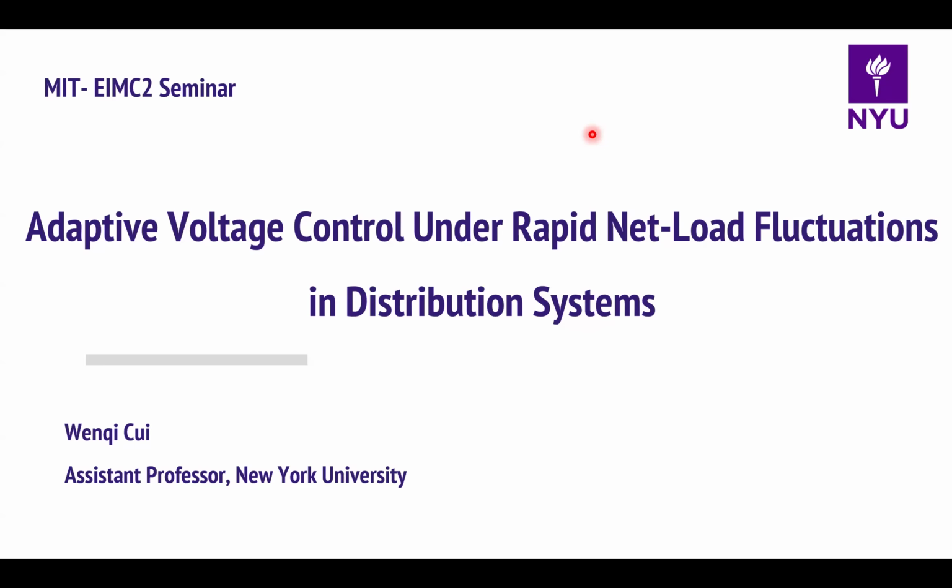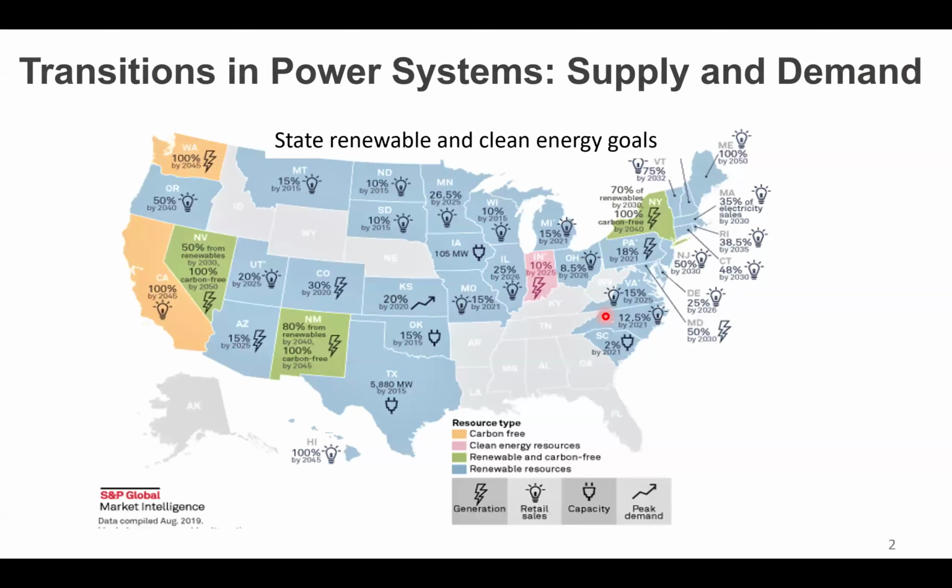In the seminar, I'd like to introduce our recent work about adaptive voltage control for power distribution systems. We designed the controller to explicitly consider the impact from the rapid net load fluctuations and also the mitigation strategies. So the problems are motivated from the recent transition in power systems in both the power supply and demand side.